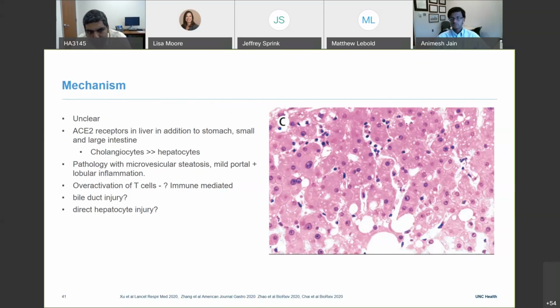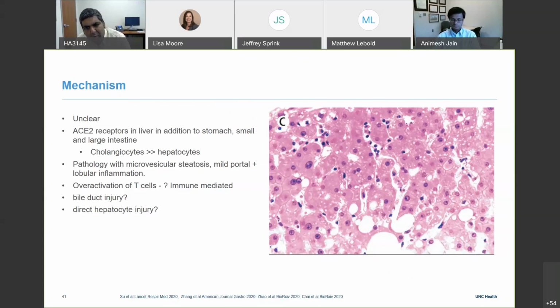And then some non-specific portal and lobular inflammation, just little blue cells kind of littered around the parenchyma here, which are non-specific lymphocytes. They don't show you any bile ducts in this picture, but per the case report, they did not really mention any issues with bile duct injury.